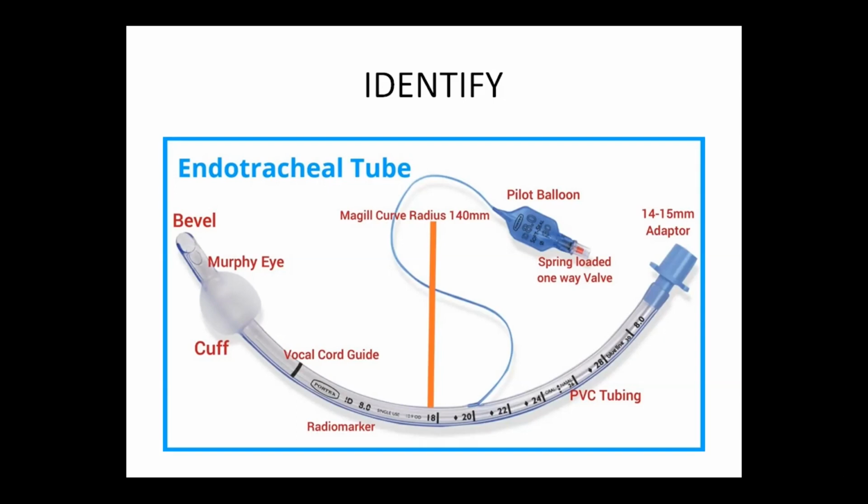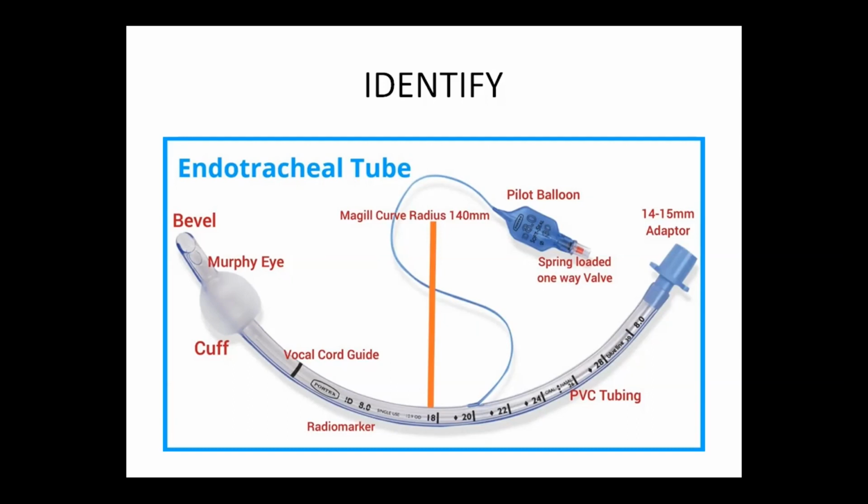Okay, the tube you are seeing on the screen is made up of PVC. So we'll identify it as a PVC endotracheal tube, used for providing oxygen to the lungs. Now, if you start at the distal end, which goes into the trachea, the first part is the bevel, second is the Murphy eye, then the cuff. Next is a black marker, which acts as a vocal cord guide.